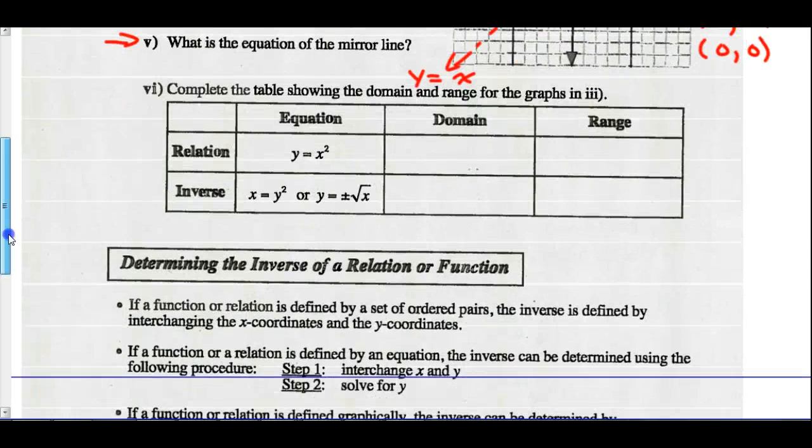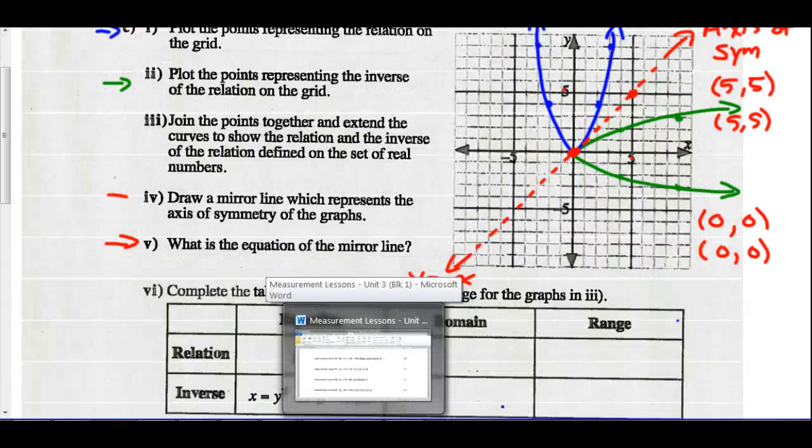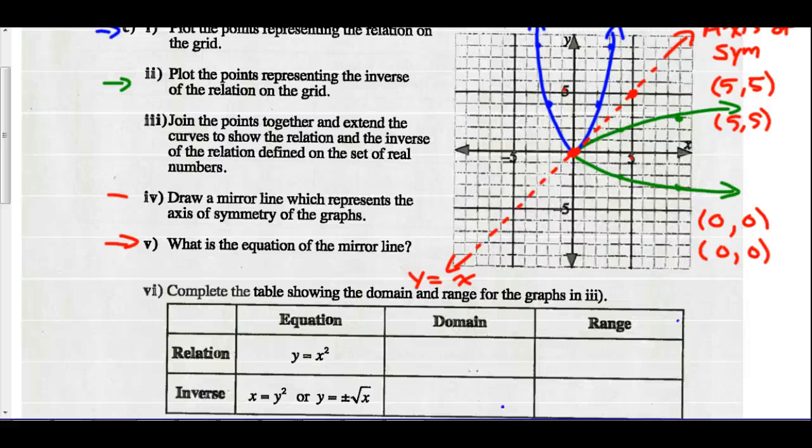Let's look at part 6. Complete the table showing the domain. All right, so let's complete this table. The domain for y equals x squared, the blue graph. We'll notice that the graph goes right forever and left forever. So our domain is x is any real number.